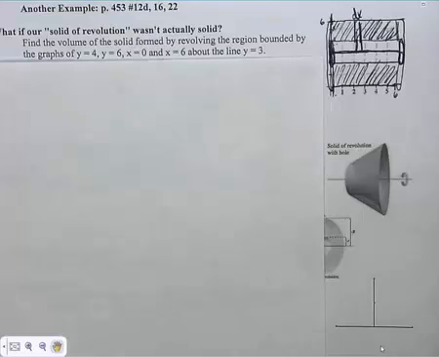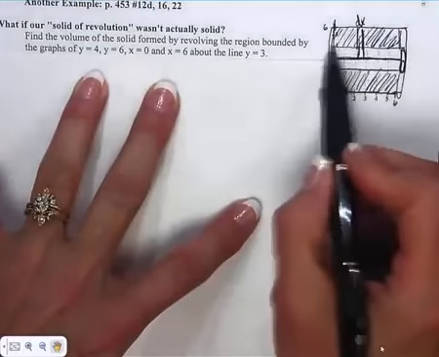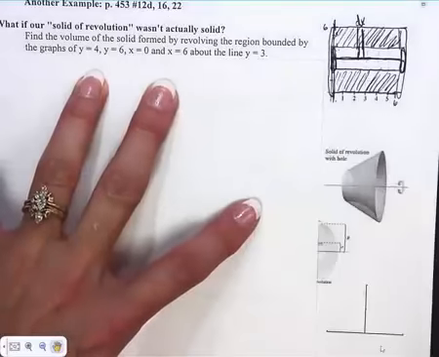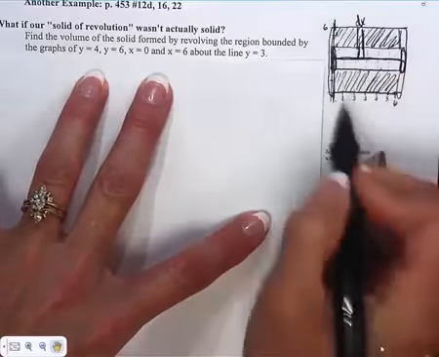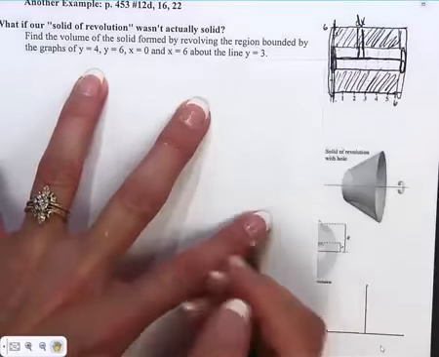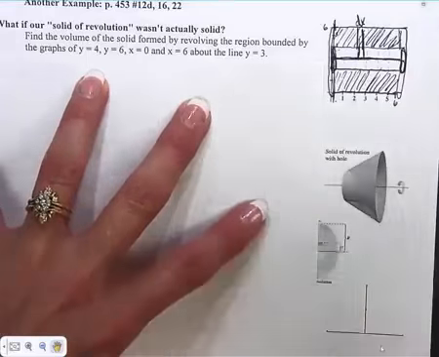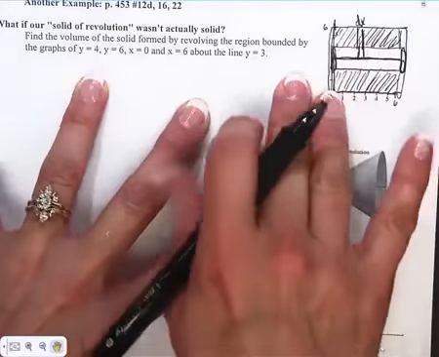What if our solid really wasn't solid? I drew this at home last night for you. This is the region bounded by y equals 4 and y equals 6, and the y-axis and the x-axis, and we're rotating it around the line y equals 3. So play like we don't know calculus, which may not be a far stretch for the trail.